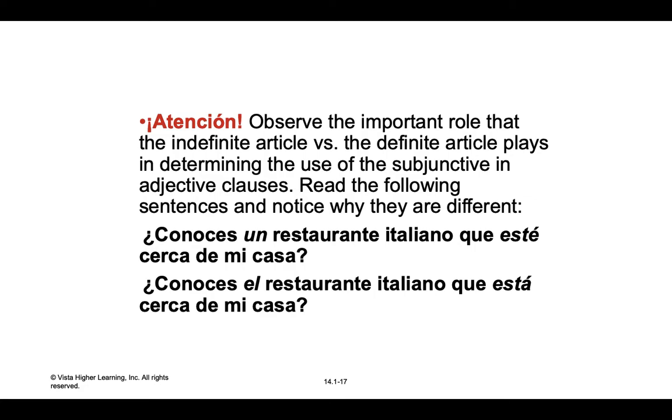So the definite article el and the indefinite article un. Un is any restaurant. You don't know which one, so you use the subjunctive, que esté. El restaurante, the restaurant, so you know which restaurant you're talking about, so you use the indicative, que está cerca de mi casa.